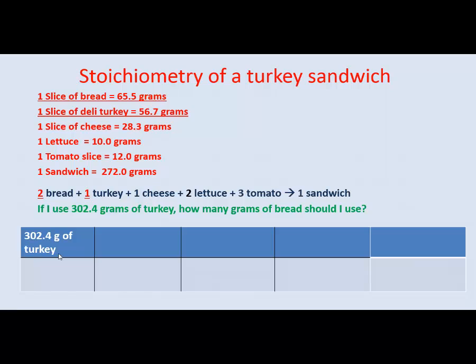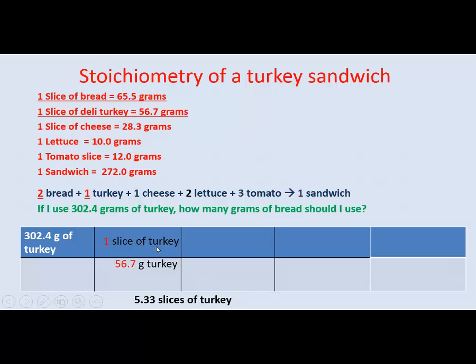So I need to convert from grams of turkey to my slices of turkey. In a chemical reaction, I would convert from grams to moles, though. That's the only difference. So I go ahead and look at my turkey slice mass, which is 56.7 grams of turkey for every 1 slice of turkey. Okay, that would tell me that I would be using 5.33 slices of turkey at this point.